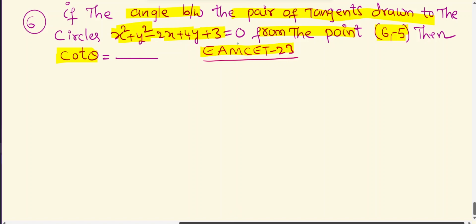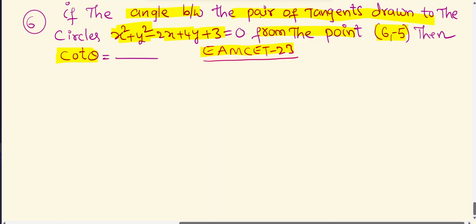This is the sixth problem from circles, EAPCET 23. Here it is given that the angle between the pair of tangents drawn to the circle x square plus y square minus 2x plus 4y plus 3 is equal to 0 from the point 6 comma minus 5 is theta. Then cot theta is equal to dash.